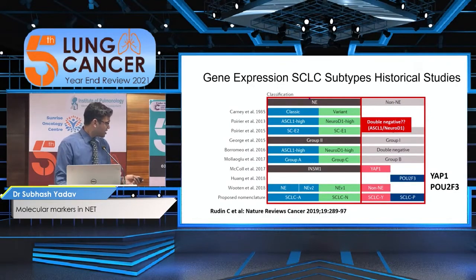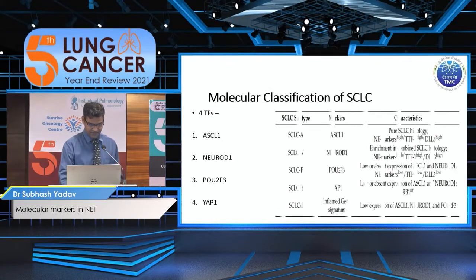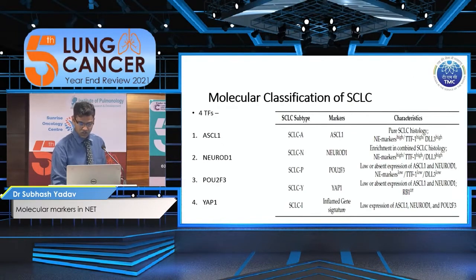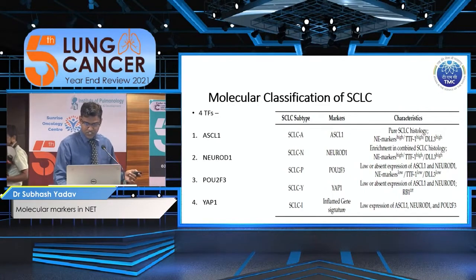This is not universally accepted, but this is what Rudin et al. had proposed. Why did he do this? Because when we compare this to histology, group 1 and group 2 have a pure histology. They demonstrate the neuroendocrine markers like synaptophysin, chromogranin, INSM1, CD56. Whereas the other two groups have low expression and may not have a uniform expression of neuroendocrine immunomarkers. They have low expression of ASCL1, NeuroD1, and increased expression of YAP1 or POU2F3.